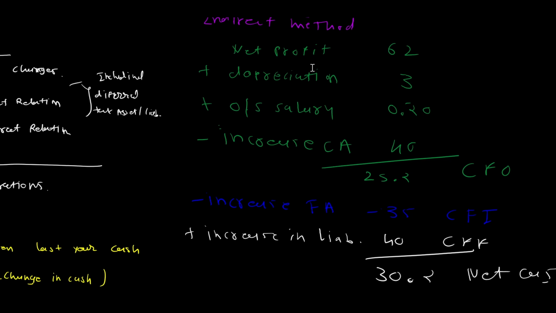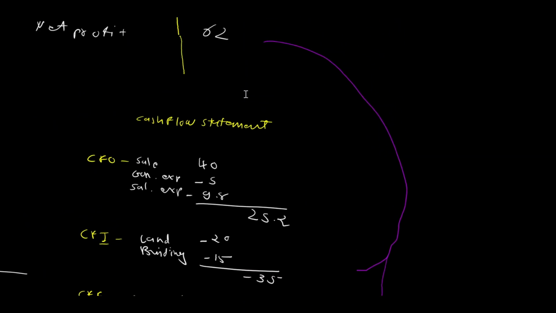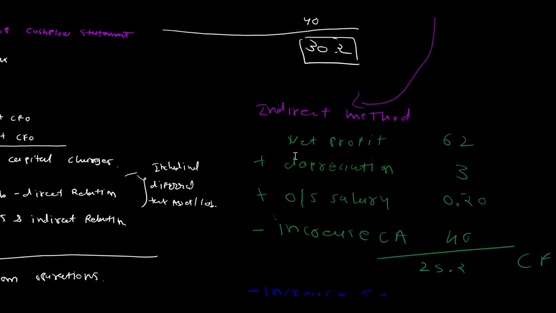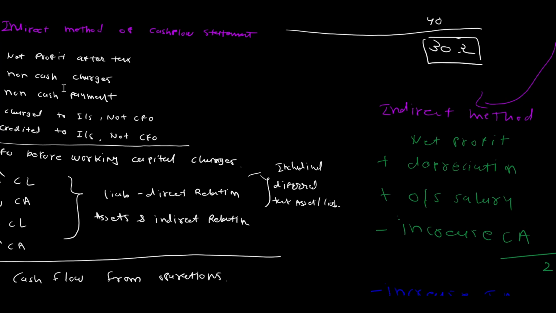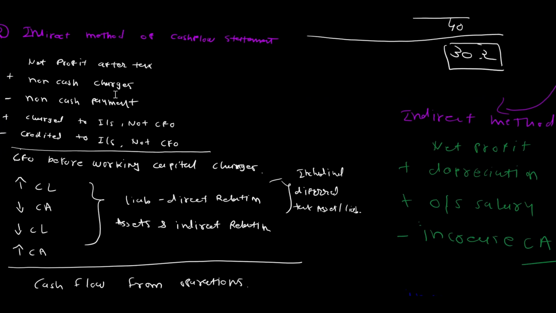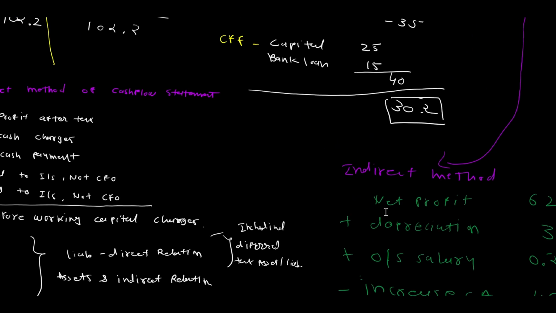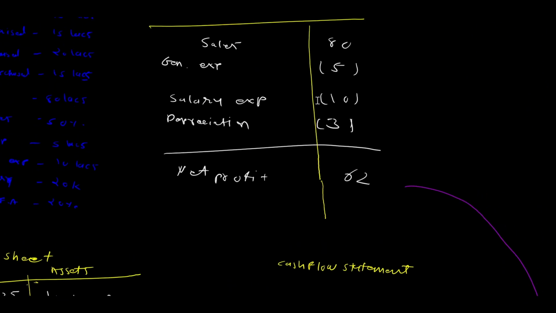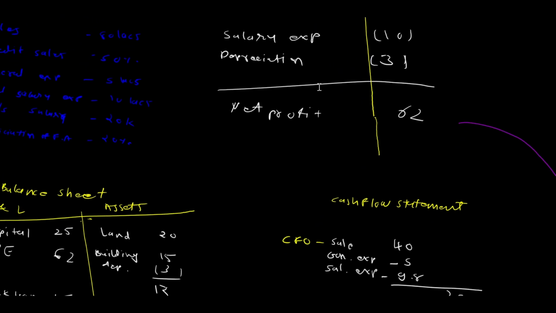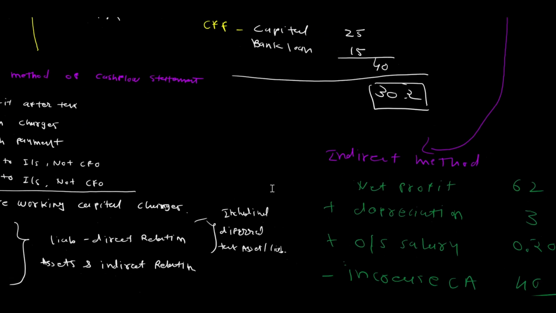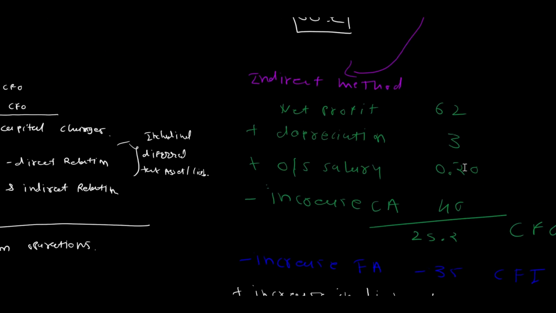example. Here is our 62 lakhs of profit, which comes from the income statement of this example. Then we add the depreciation of 3. As discussed, non-cash charges should be added because depreciation is not a cash charge, so we need to add it back to get the real cash. Plus outstanding salary: we deducted a salary expense of 10 lakhs, but not all of the 10 lakhs was paid in cash. Outstanding is 20k, so we have added back the 20.